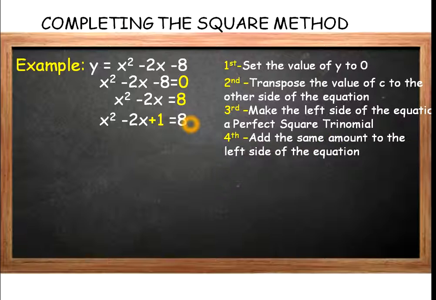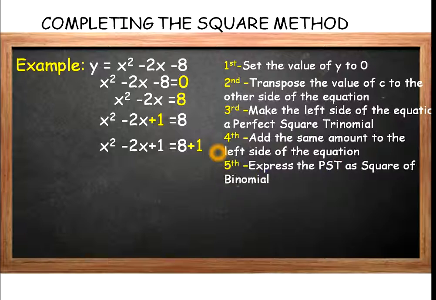Fourth step, we have to add the same amount to the right side of the equation to keep it balanced. Since we added 1, we have to add 1 on the right side of the equation. Thus it will be 8 plus 1. Fifth, we have to express the perfect square trinomial as the square of a binomial. x squared minus 2x plus 1 is a perfect square trinomial, which can be expressed as x minus 1 quantity squared. 8 plus 1 is equal to 9.